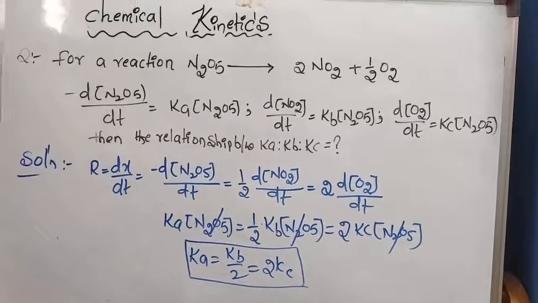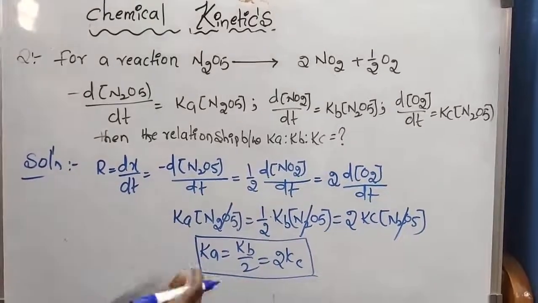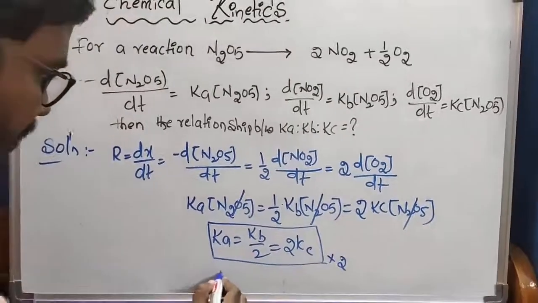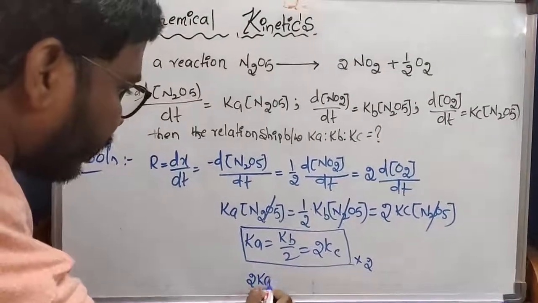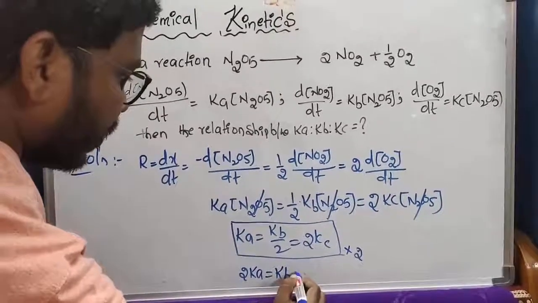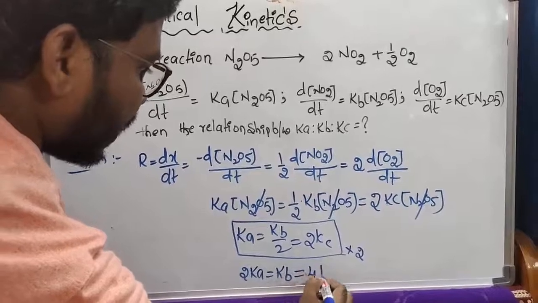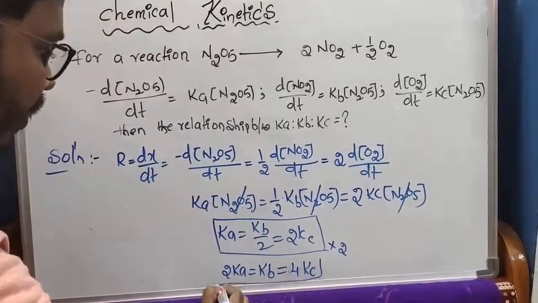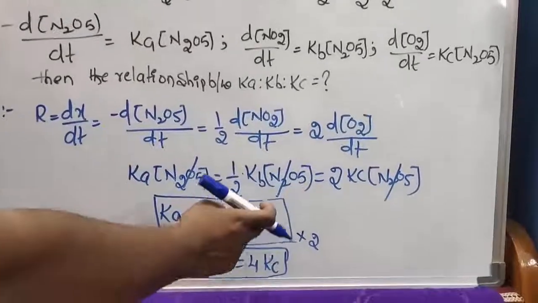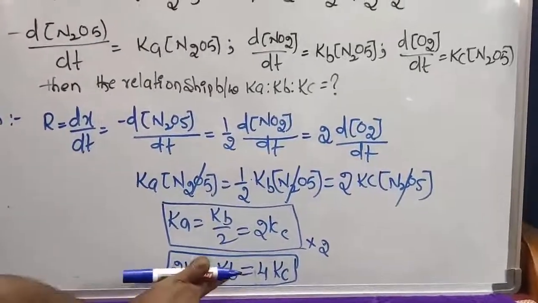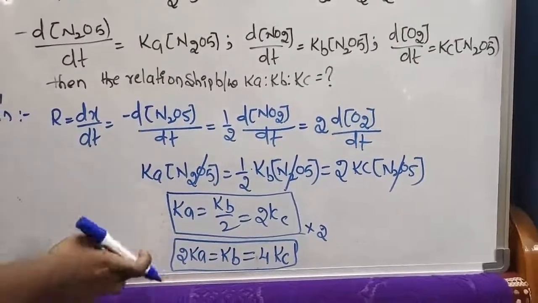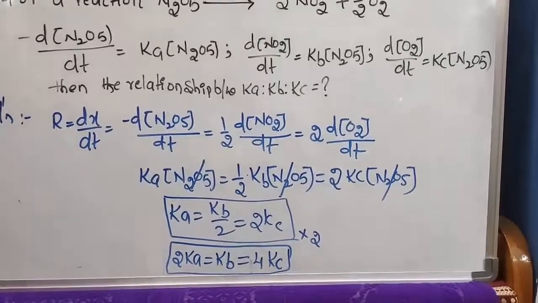Sometimes it can come out differently. Sometimes we can also multiply by 2. Multiplying by 2 means 2Ka equals Kb, where the 2 by 2 get cancelled, so Kb equals 2 into 2, that is 4 Kc. So it is also Ka equals Kb by 2 equals 2 Kc, and 2Ka equals Kb equals 4 Kc. So these two are also right answers for this question.